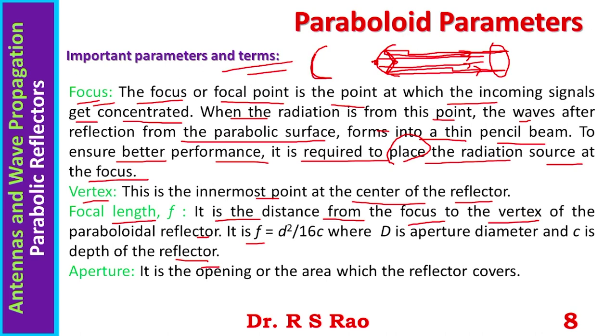Notice this is a dish antenna. It has an opening. This is the aperture. This is the surface. This is the aperture. Diameter of aperture: the aperture is circular and it has a certain diameter. That diameter is indicated by D. C is the depth of the reflector. What is aperture? It is the opening or area which the reflector covers.